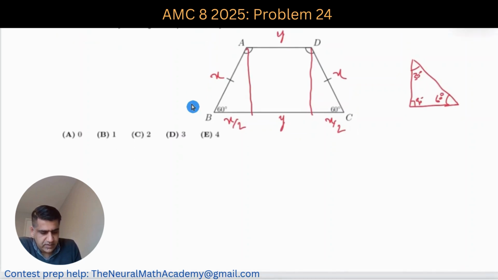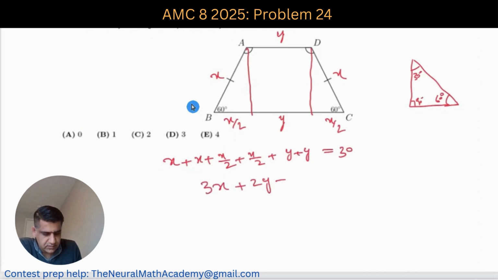So now if I sum that up, I will have x plus x over 2 plus x over 2 plus y equal to 30. And I can also write it like 3x plus 2y equal to 30. And now I have to see what options are possible for the values of x and y. Let's list here x, here y.